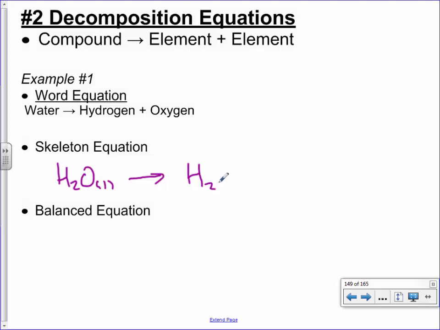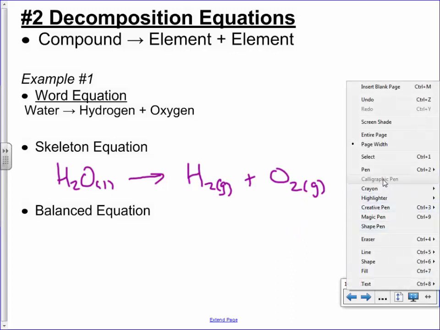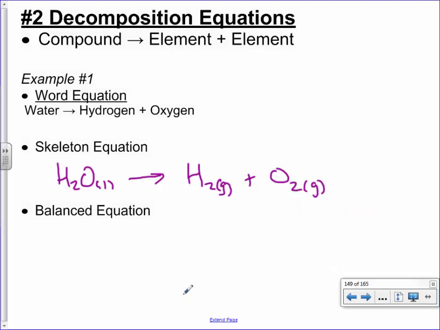Gas, because it's red. And then oxygen also comes in groups of 2, and it's also red, so it's a gas. Right, we've started writing a sentence. Now we have to balance it.